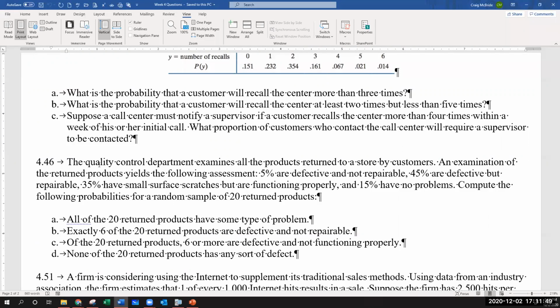Okay, yeah. So the hardest part about 46 is figuring out what your success rate is, because you have to use the description that they give you and then figure out how many of these categories up here fit that description. So when B says they want to know the probability that exactly 6 out of your 20 are defective and not repairable, well, that one's easy because they tell you exactly that 5% of all of their returns are defective and not repairable. So we know that our probability for this one is 5%, and we want to get 6 out of 20 with 5%.